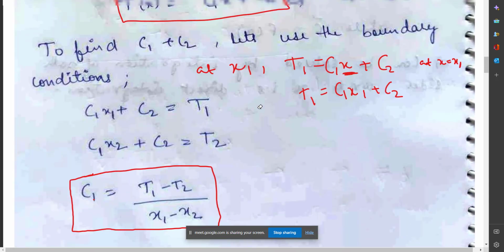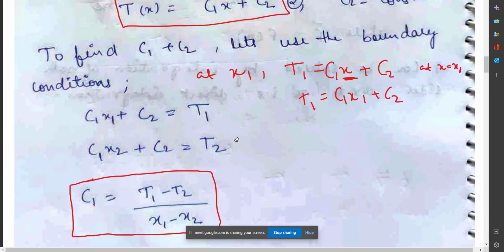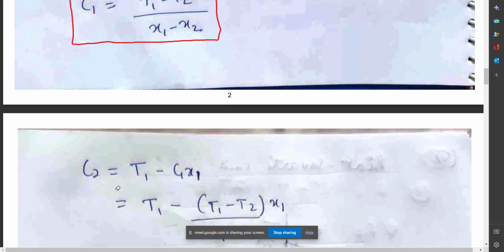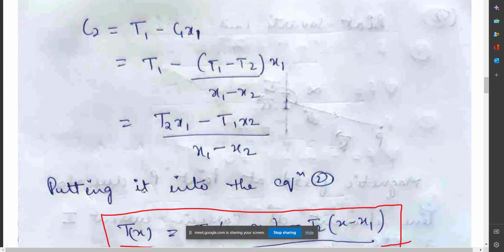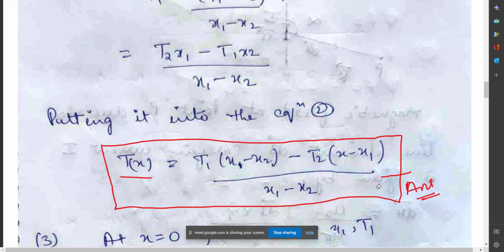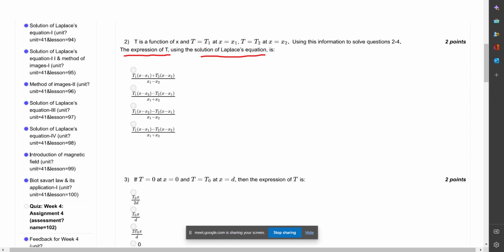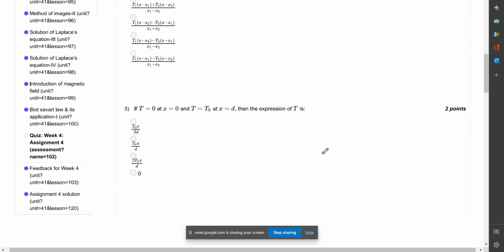Then at x1 we got this, and at x2 we got this, and then we find out the value of c1. Similarly, we got the value of c2 and we put all of these and got the value of T(x). Okay. Do you have any other doubt? No? Okay, let's go ahead.